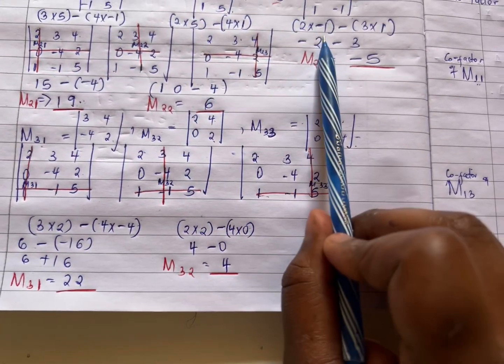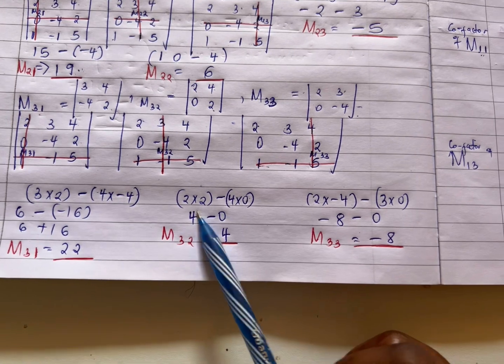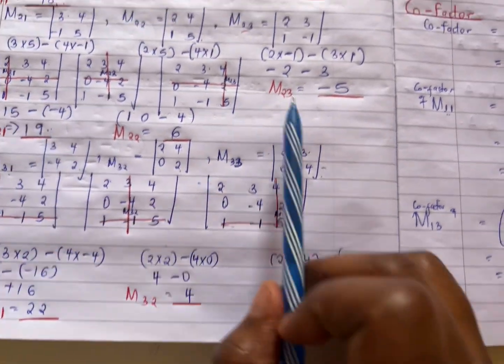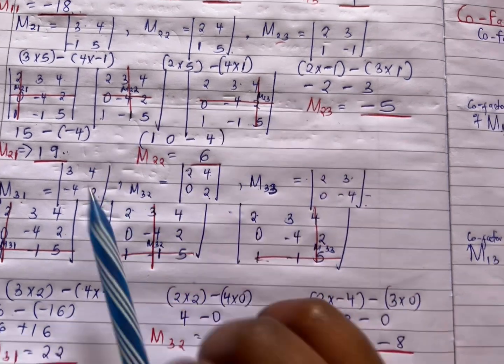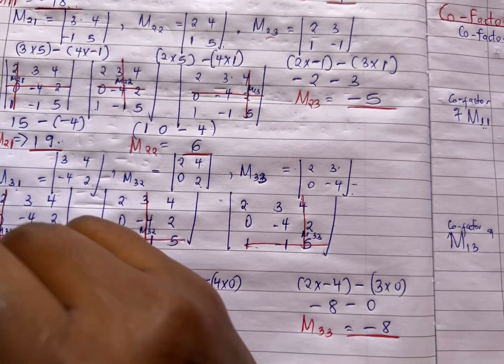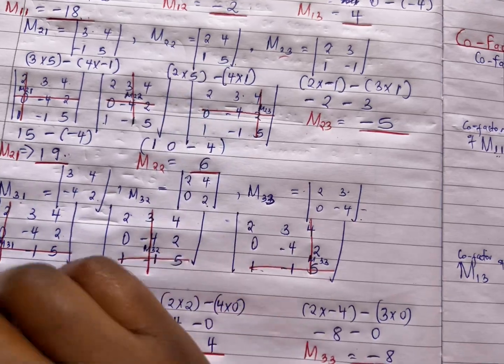We move to M22, M23, M31, M32, M33. We're going to do all of them step by step. So M23 was negative 5. Let's go to another page because our page is full.